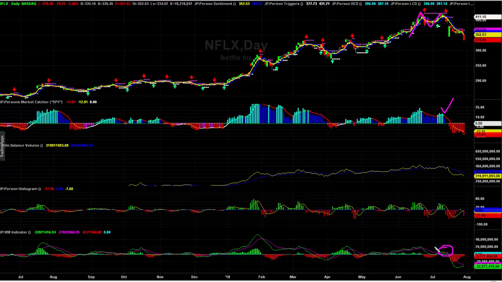And here's one that is just an absolute classic. Look at the rally. Look at the volume relative to its older high. That's divergent, right? Price is actually making a higher closing high, and the volume is nowhere near it. Look at the Pearson Market Catcher. It made a lower high reading. So again, another massive failure. Some of the best trades on the planet came with these divergence patterns.